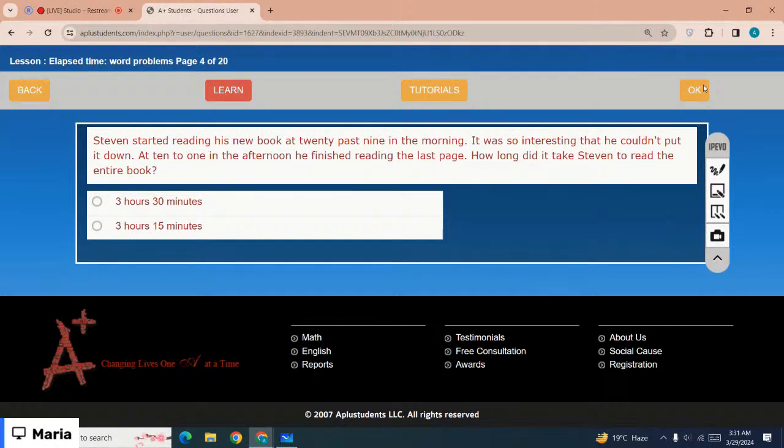The next one is Steven started reading his new book at 20 past 9 in the morning. It was so interesting that he couldn't put it down. At 10 to 1 in the afternoon, he finished reading the last page. How long did it take Steven to read the entire book, right?